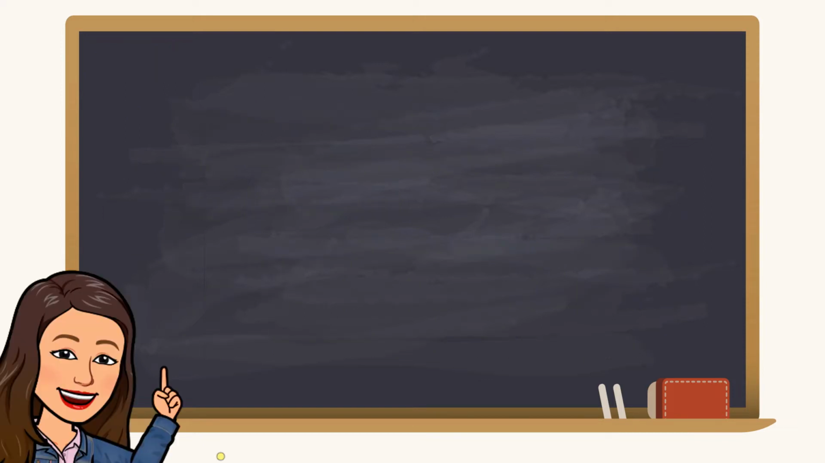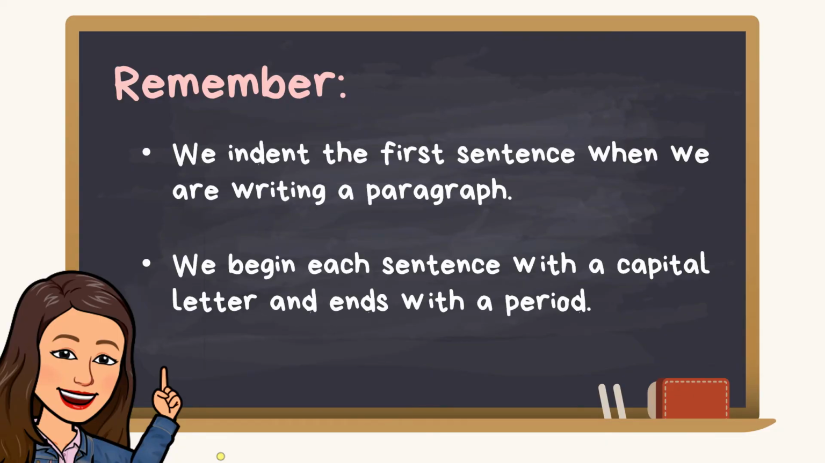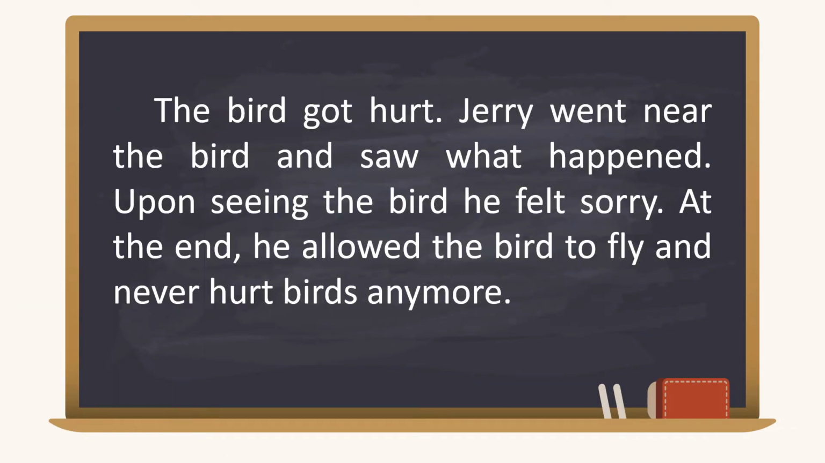So we are now ready to make the paragraph. But remember, we indent the first sentence when we are writing a paragraph. We begin each sentence with a capital letter and end with a period. Now let us read our paragraph. The bird got hurt. Jerry went near the bird and saw what happened. Upon seeing the bird, he felt sorry. At the end, he allowed the bird to fly and never hurt birds anymore.